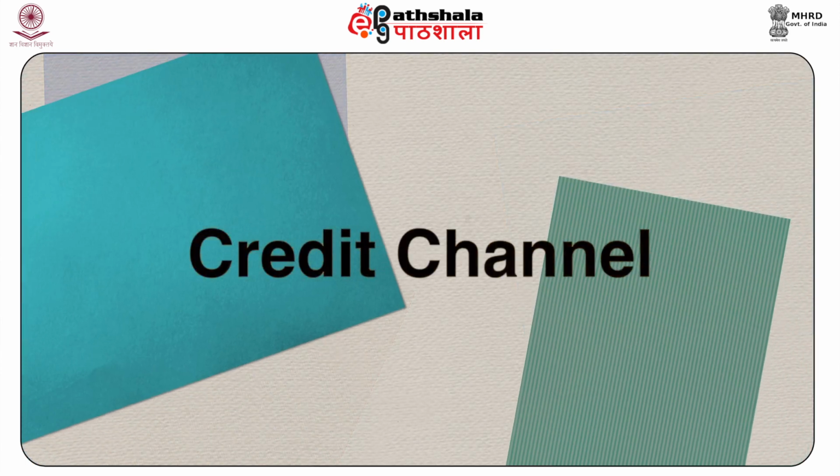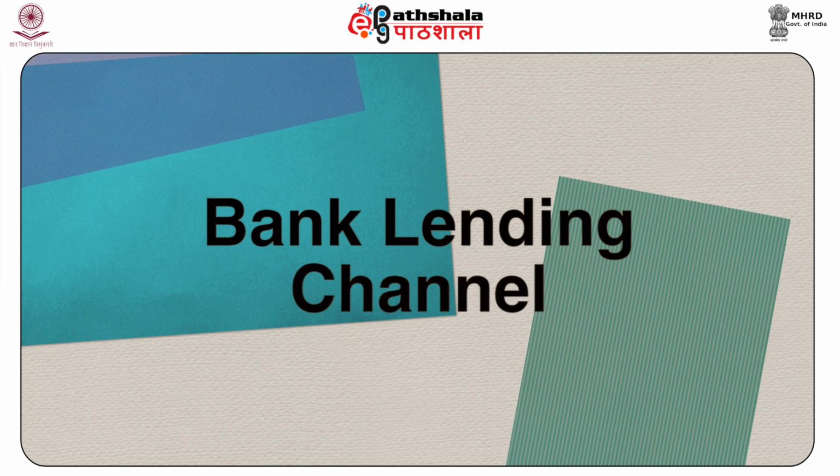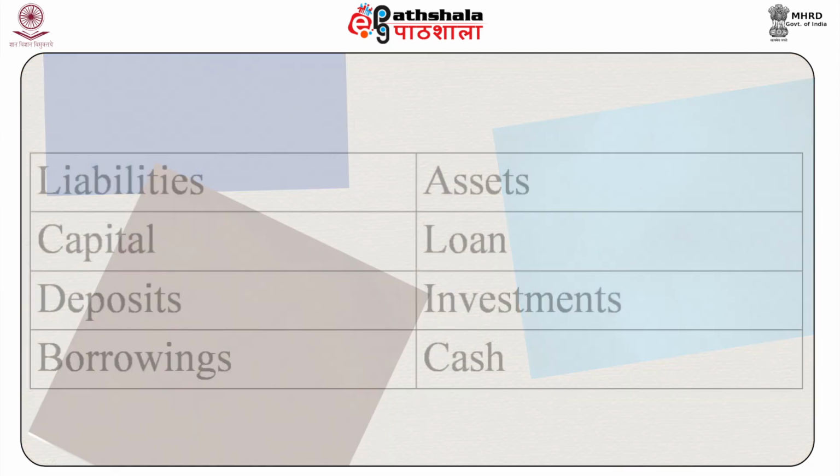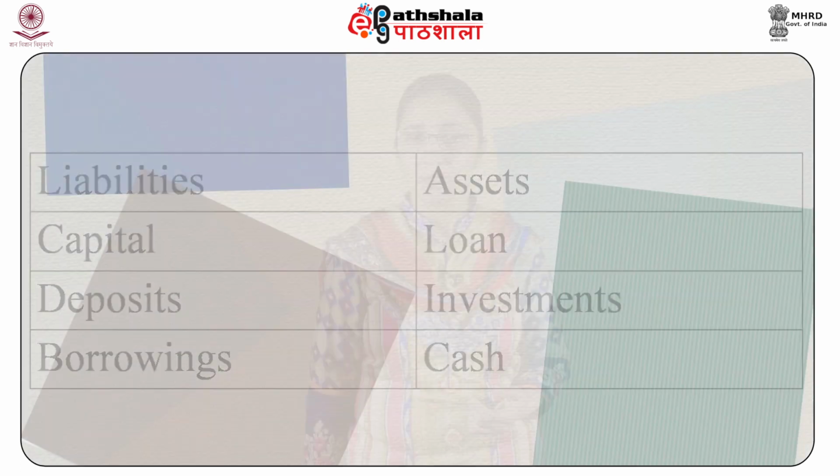The fifth channel is the credit channel. There are several credit channels. The number one is the bank lending channel. Consider a bank's balance sheet given here. The liabilities are capital, deposits, and the borrowings. And then there are assets: loans, investments, and cash.